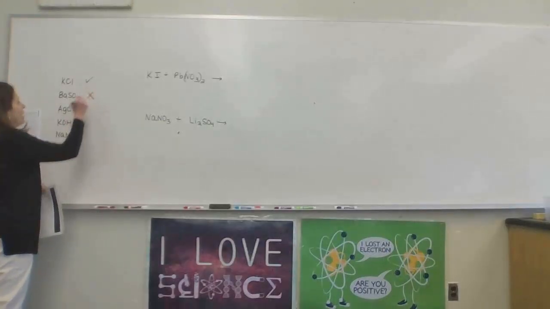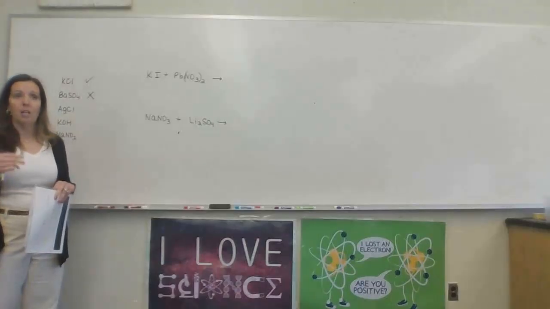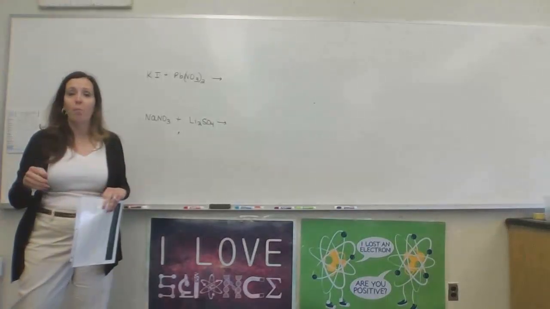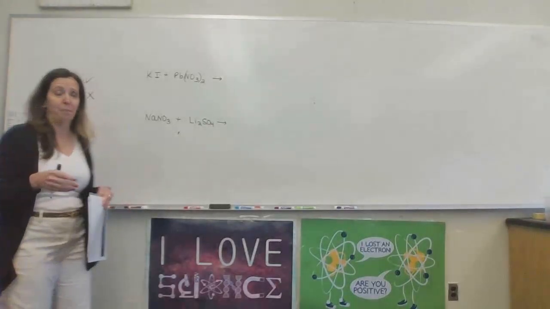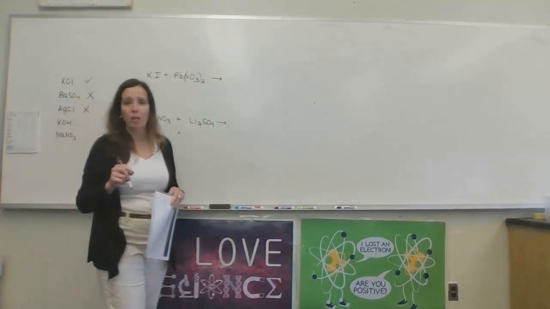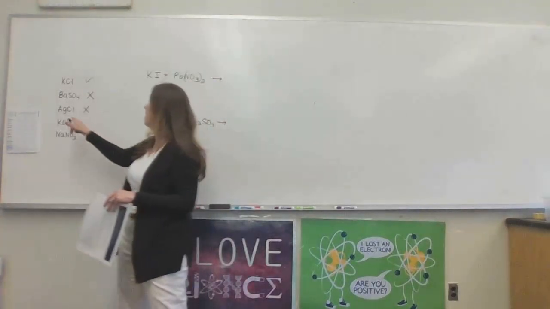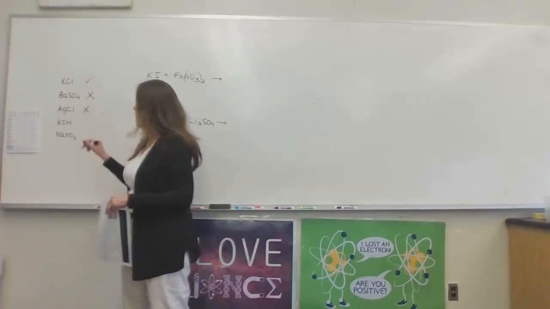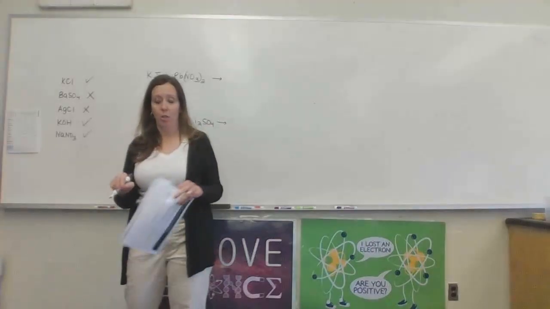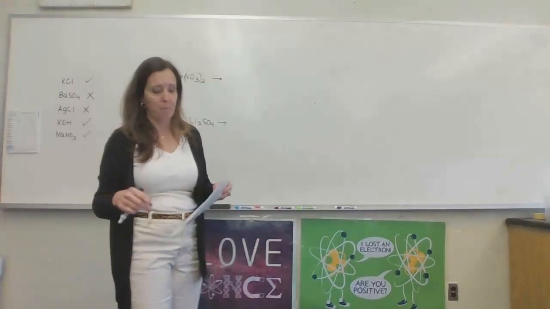We found out that barium sulfate is not soluble in water, because it said all sulfates are soluble unless they're hooked up with certain exceptions, and one of the exceptions was barium. We found out that silver chloride is not soluble, since most chlorides are soluble unless they are hooked up with silver. We found that potassium hydroxide is soluble and sodium nitrate was soluble. And again, all we did was read the table. It wasn't too crazy.